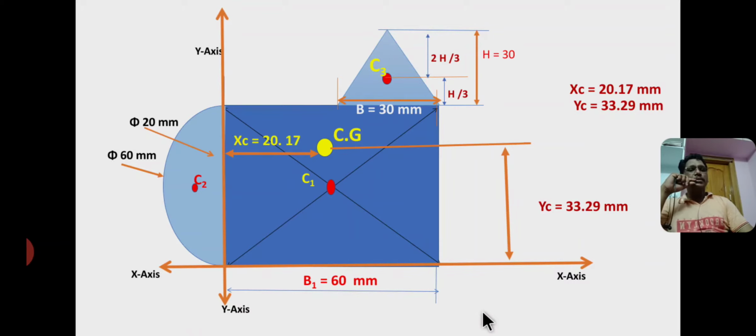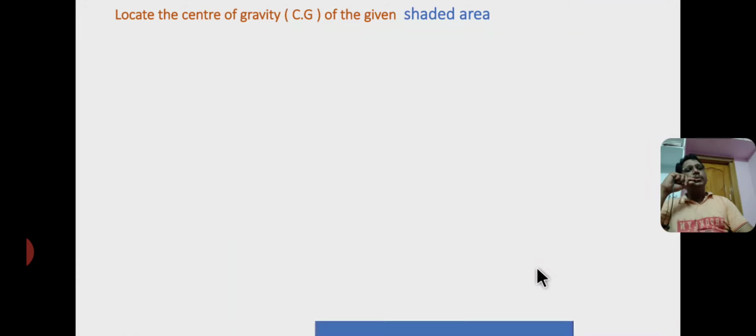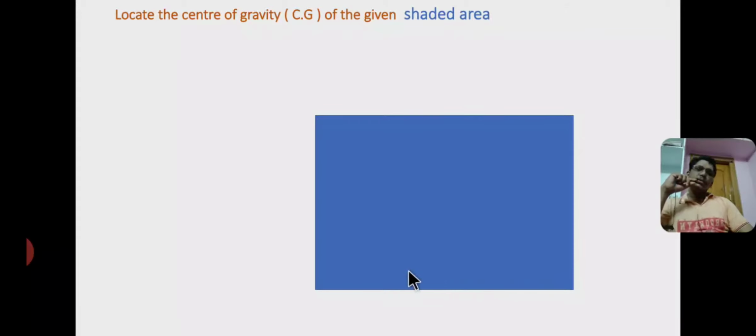In next slide I consider this problem same, but I added a hollow circle here. Now look at the centroid or center of gravity of the given shaded area. Question is same.